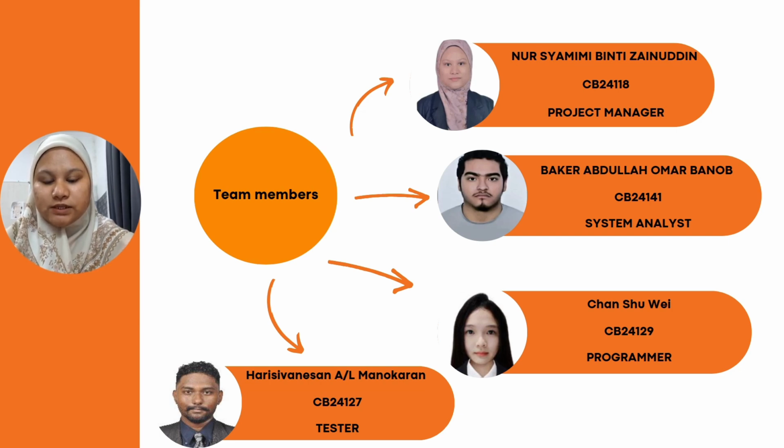The first one is me. The second one is Bakr Abdullah Omar Bano. The metro ID is CB24141 and he is a system analyst. The third one is Chan Shui. Her metro ID is CB24129 and she is a programmer. The fourth one is Haris Sinabesan, anak lelaki Manokaran. The metro ID is CB24127 and he is a tester.